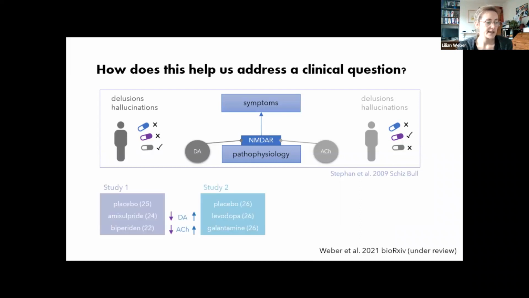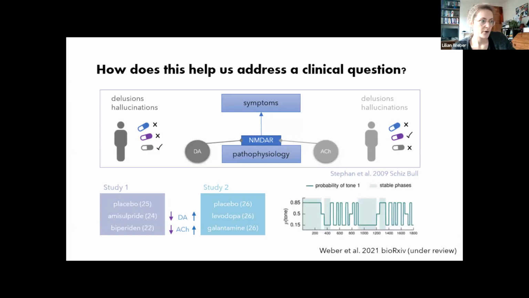So we conducted two between-subjects pharmacological studies with the MMN, where participants could either receive placebo or, in study one, amisulpride, which at the dose that we gave it would block D2 receptors, or biperiden, which is a relatively selective muscarinic M1 antagonist. So basically in study one, we were blocking dopaminergic and cholinergic receptors. And in study two, they could receive either placebo or levodopa or galantamine, both of which elevate levels of dopamine and acetylcholine respectively.